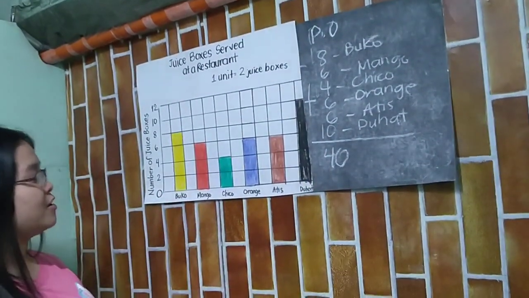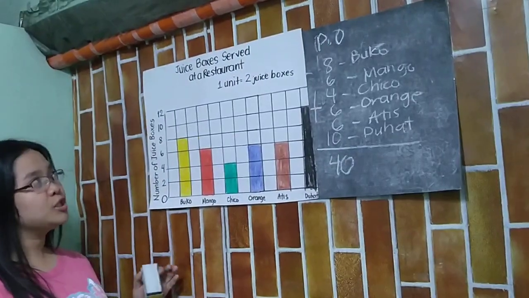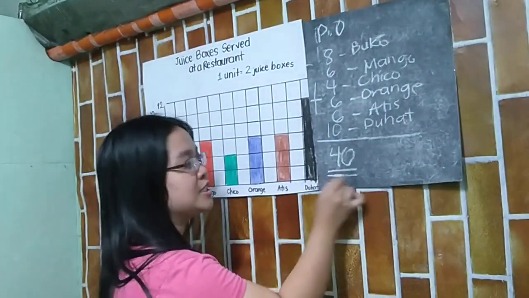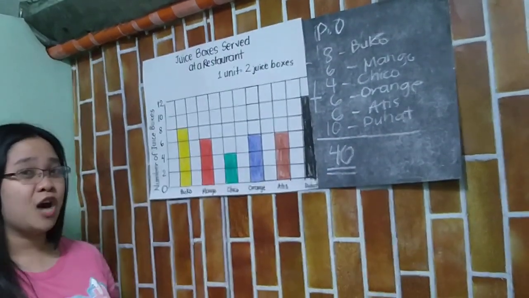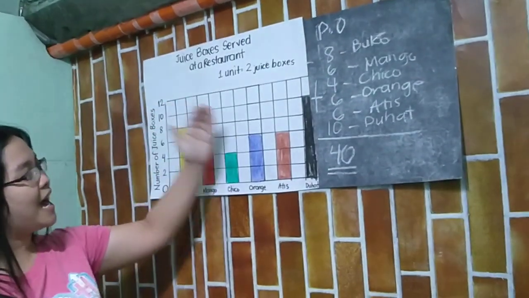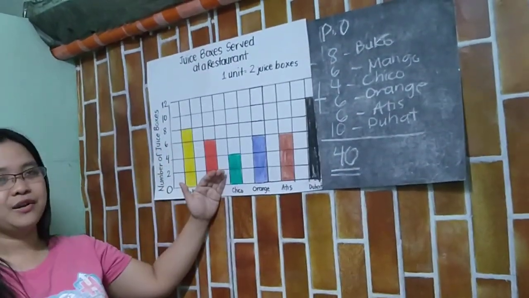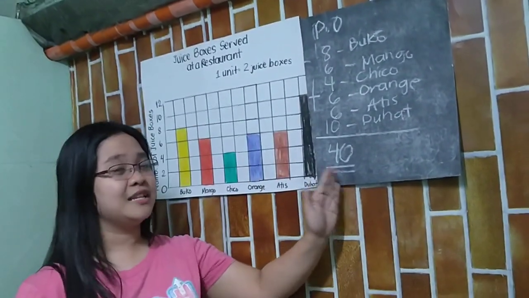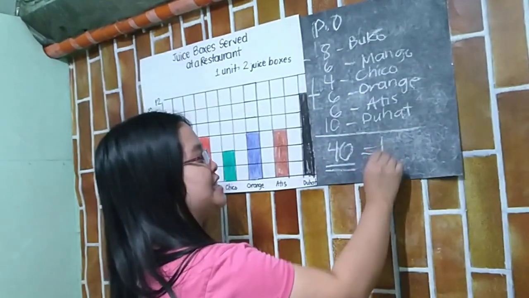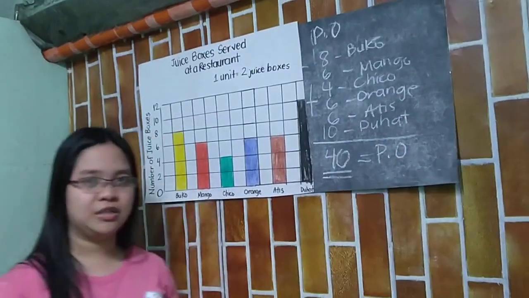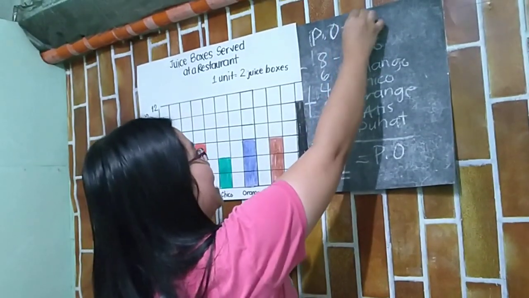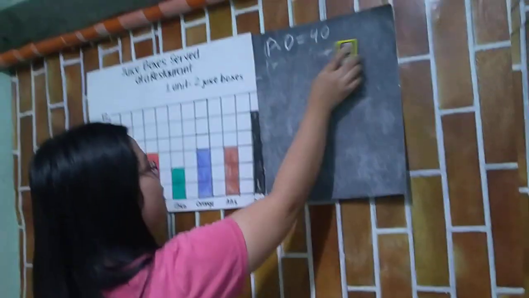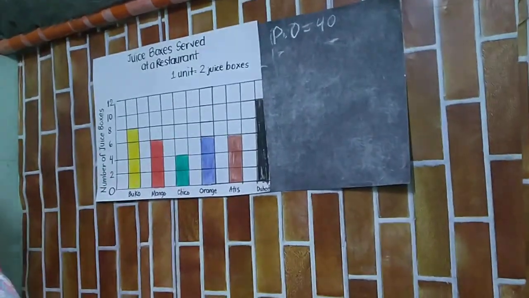So, for this particular bar graph of the juice boxes served at a restaurant, the possible outcome is 40. How did I get that? I just simply add all the data here. So, 8 plus 6 plus 4 plus 6 plus 6 and 10, that is 40. And this 40 is our possible outcome. So, let's take note of that on top of our board because we will be using that for the rest of our activity.